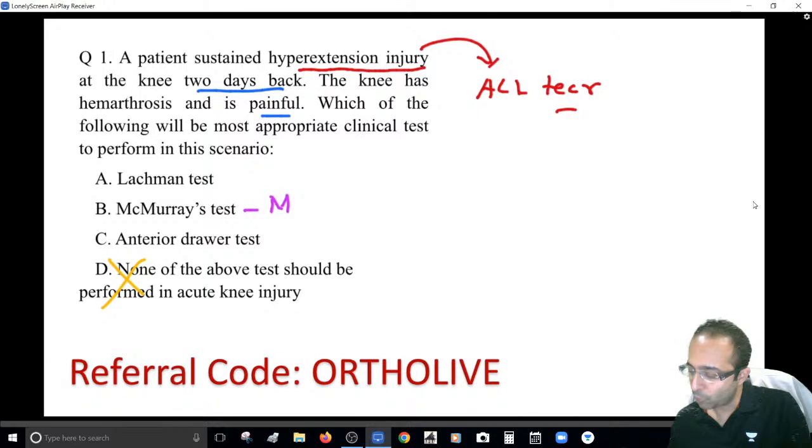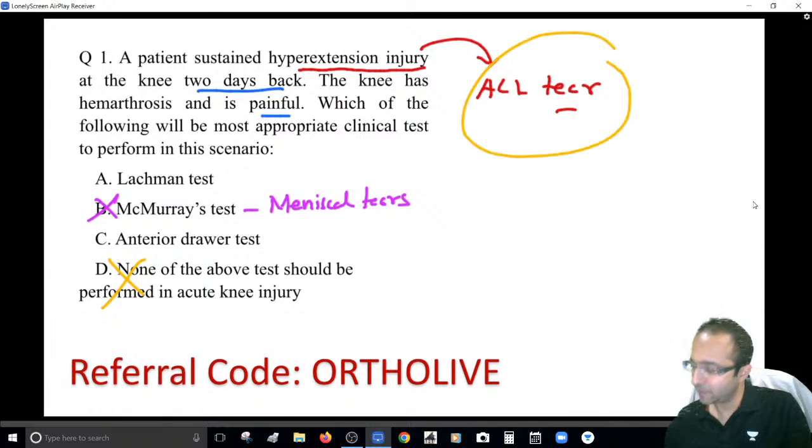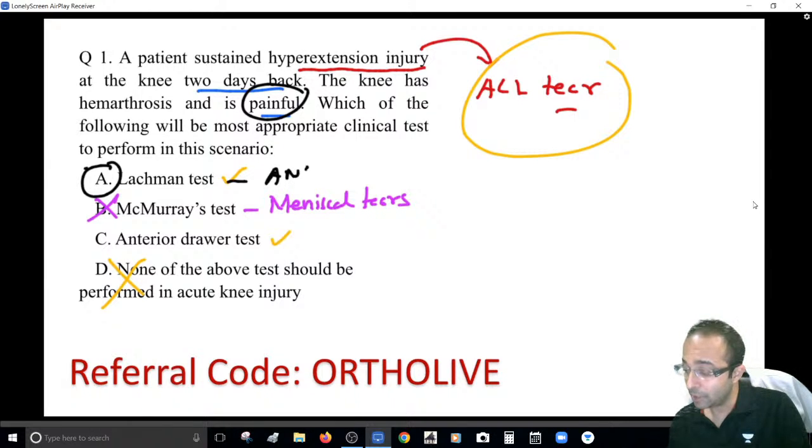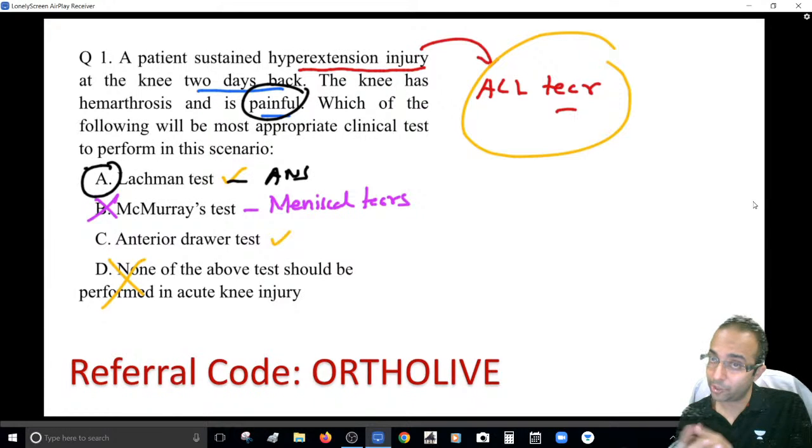McMurray test, we have just spoken of it. It is a test for meniscal tears, so that is not the answer, because we are dealing with a case of ACL tear. So Lachman and anterior drawer are the only options that are suitable over here. And since it is an acute painful knee, the better test is going to be the Lachman test, because all you need is just 20 degrees of knee flexion. So very easily clear with this one question.